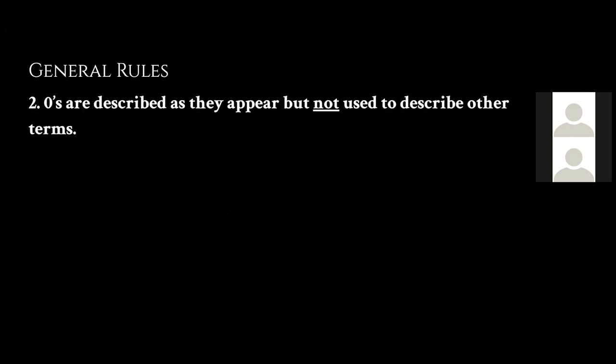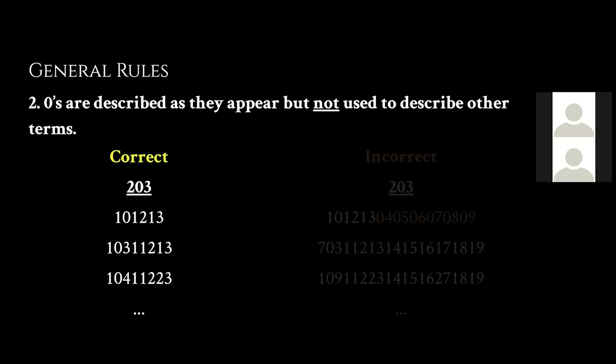Now let's look at our second rule. So this is about zeros. We're going to describe zeros as they appear, but we're not going to use them to describe any other terms or digits in this. So with 203, we would say there is 1 0, there is 1 2, and there is 1 3. What we're not going to do is this.